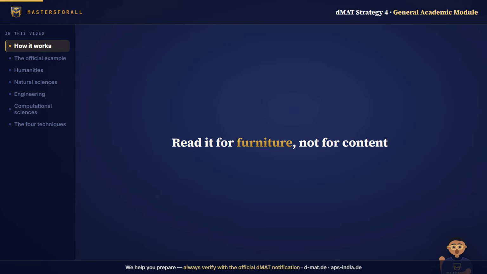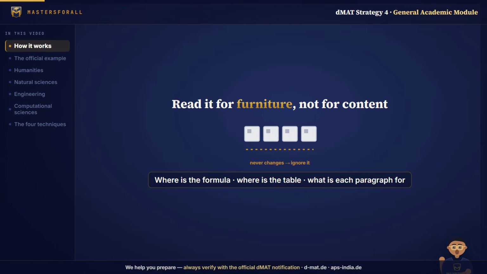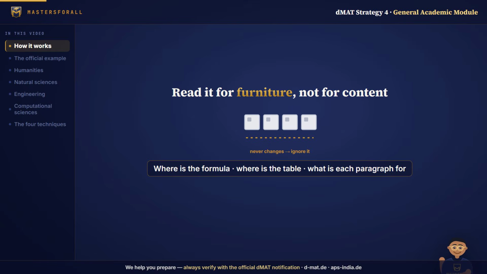One decision costs people 10 minutes every time. Text first or questions first? Neither, quite. Read the text once, but for furniture, not for content. Where is the formula? Where is the table? What is each paragraph for? You are drawing a map, not memorizing a page. Then let each question send you back to the right part of it. You cannot take notes, so the map in your head is all you get to keep. Make it a map of locations, not of facts.